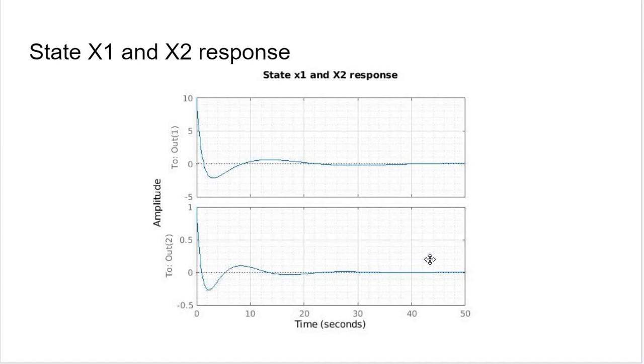So these are the state responses. There are 10 states, but states 3 to 10 are like the derivatives of state 1 and state 2, and they are really small. So in that case I only plotted my first 2 states for convenience. So these are the state responses for a certain initial condition.